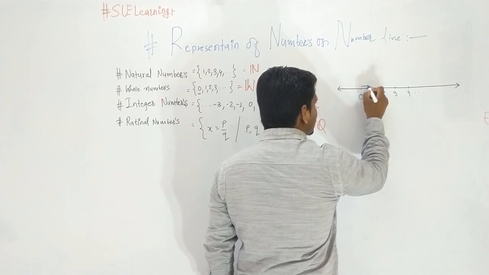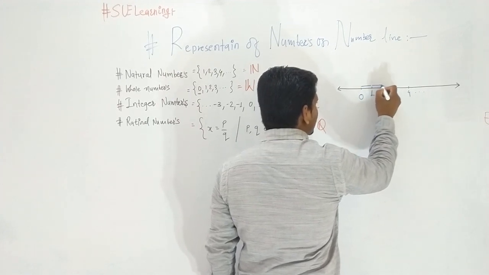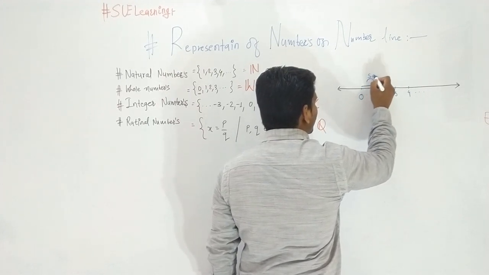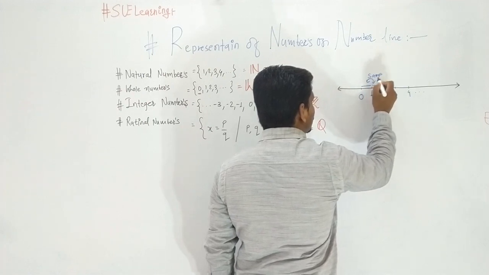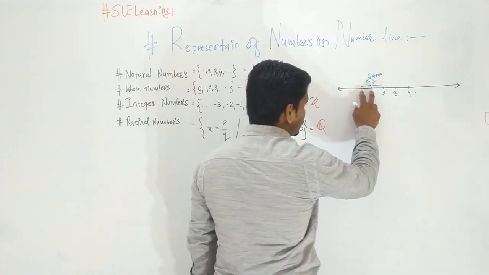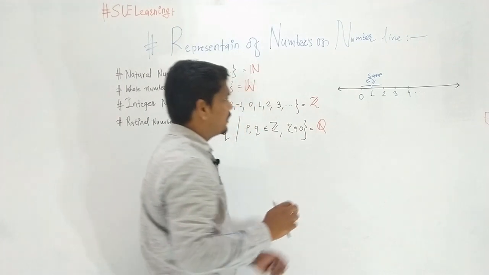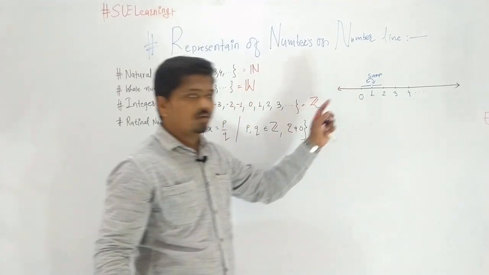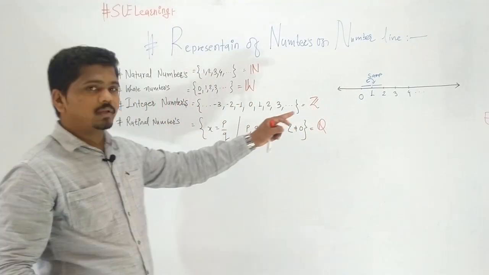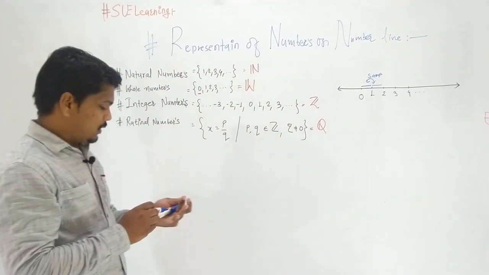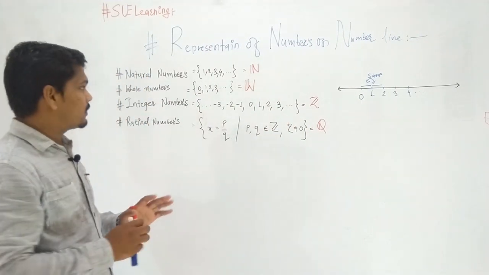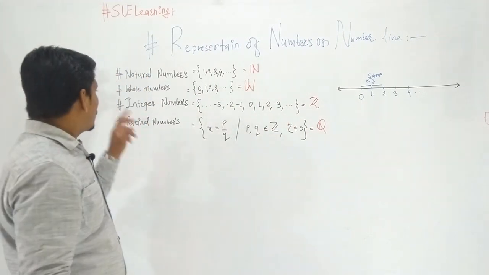Okay, this distance will be the same as this one. These two distances are the same. That kind of number is called your 0. There you have plotted your 0. Now you have plotted your whole numbers and natural numbers. Now we will quickly go to integers.